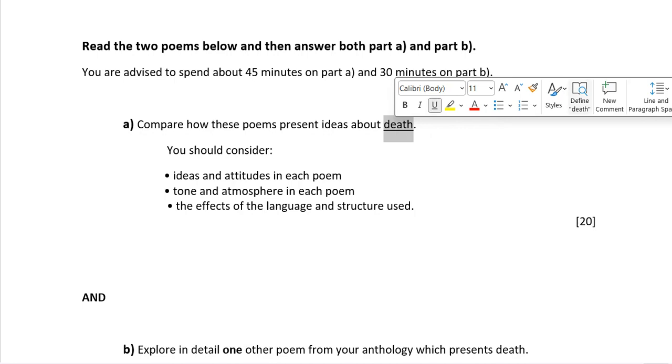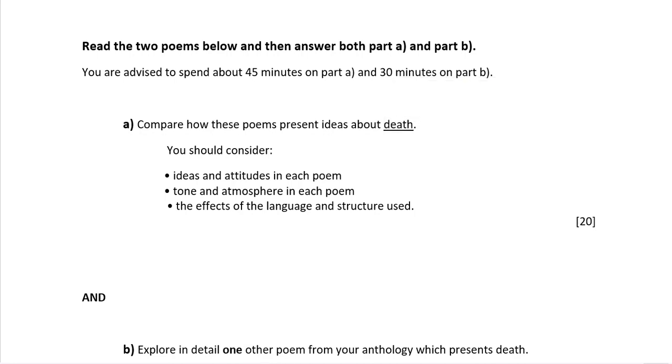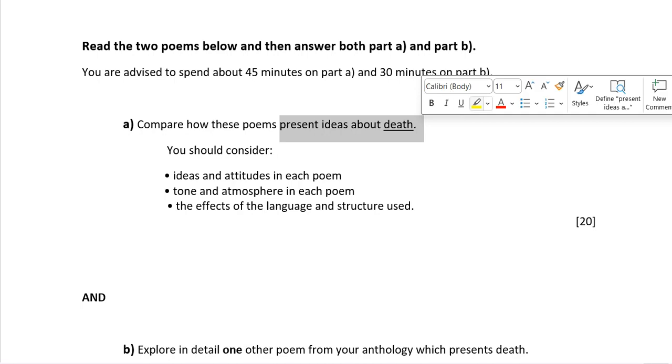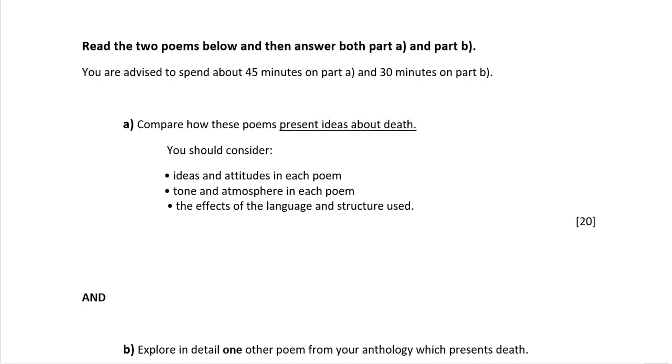So I would, in my exam paper, just underline that key phrase, present ideas about death. Now, it uses the term present ideas. Anytime you see present, it's asking you to talk about how something presents. It's asking you to talk about AO2.